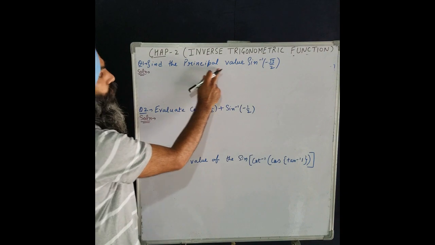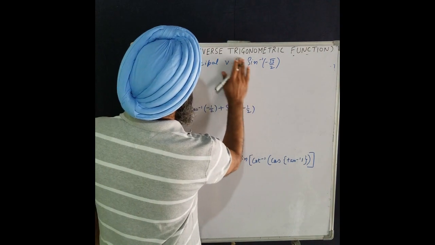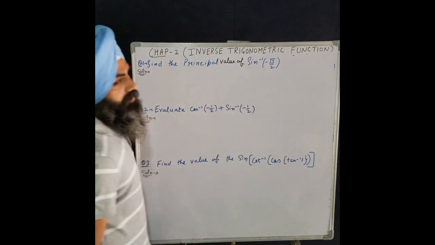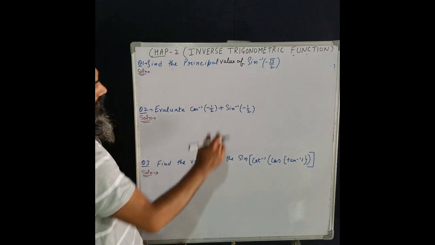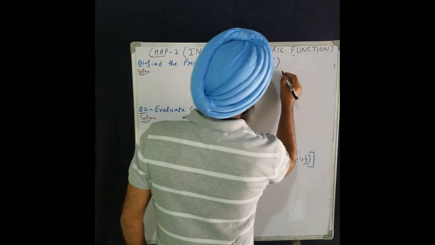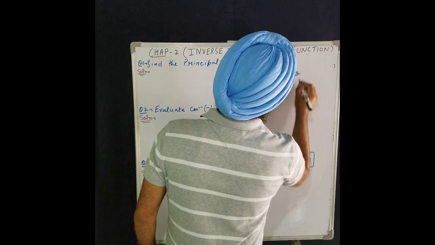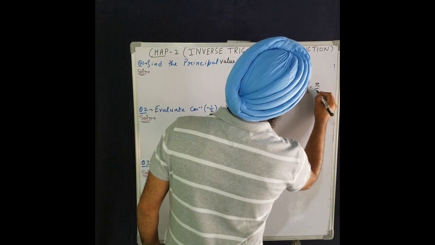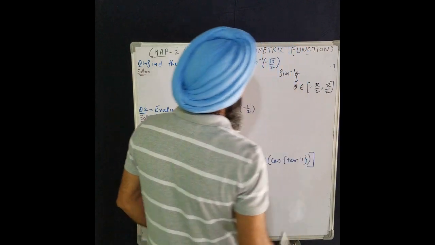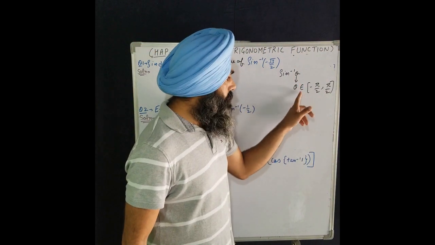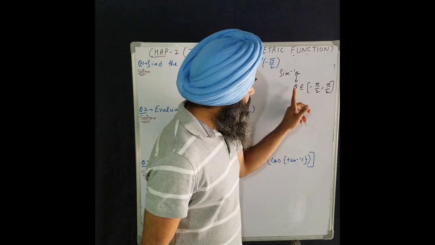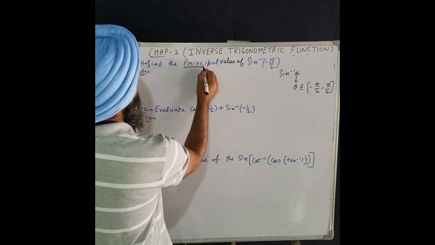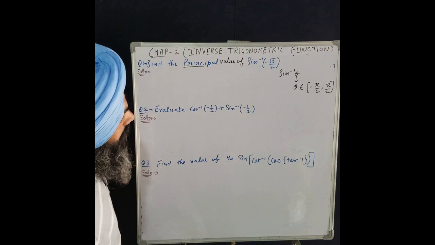Find the principal value of sine inverse of minus under root 3 by 2, beta. It is very easy if you know the range of sine inverse theta. Here theta lies between minus pi by 2 to pi by 2. When you calculate the value of theta, you have to give importance to the fact that theta always lies between minus pi by 2 to pi by 2. That is your principal value. Then your principal value will come out.